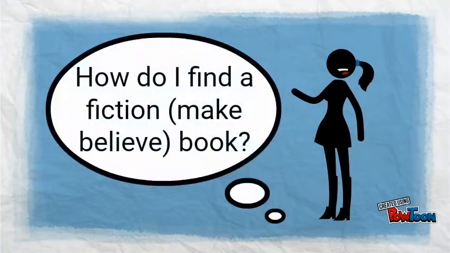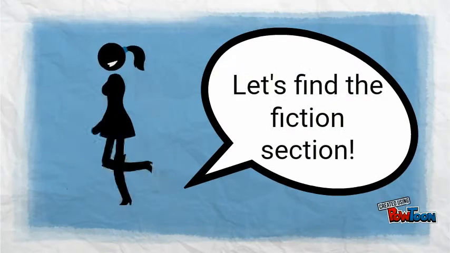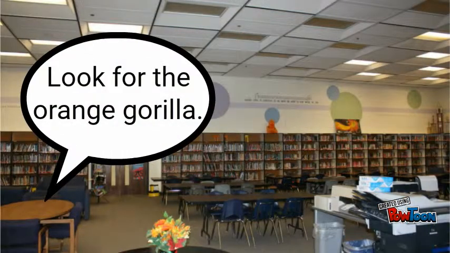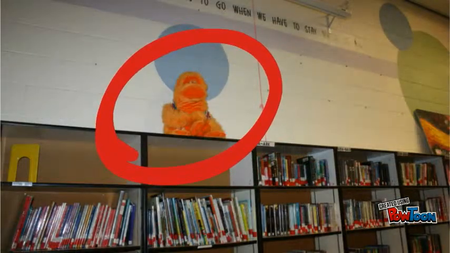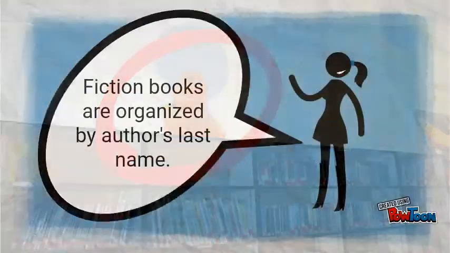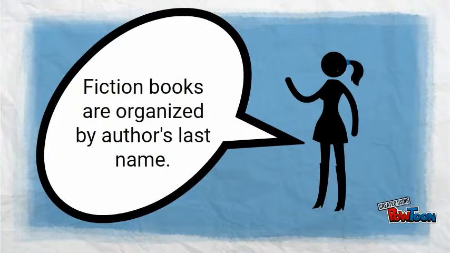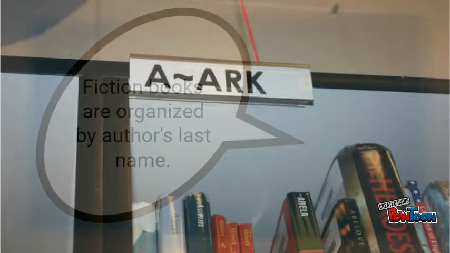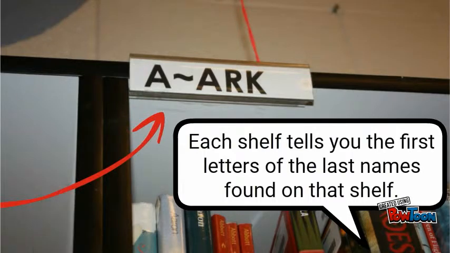Now, the first thing we're going to talk about is how you find a fiction book, which is a make-believe book. So, we got to find the fiction section first. You want to look for the orange gorilla in our library. See, he's up there. He sits on top of the bookshelves. This is where the fiction section starts, and they're organized by author's last name. So, each shelf tells you the first letters of the last names found on that shelf.